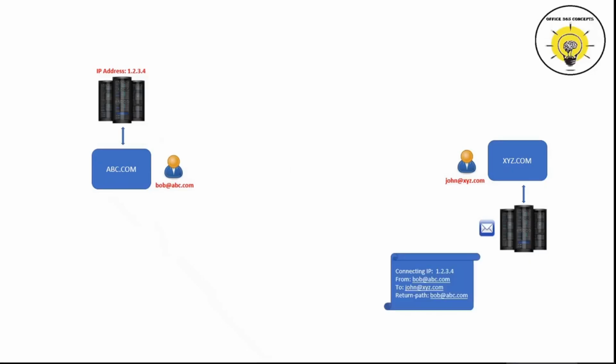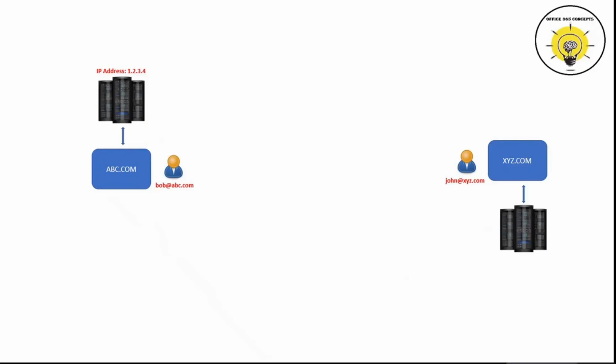Recipient server will try to find if this particular email is a legitimate email or not. But the question is how recipient server will trust this email if the sender of the email is the actual owner of abc.com domain. Or how recipient server will verify if the IP address 1.2.3.4 is the IP address of the sender's email server.